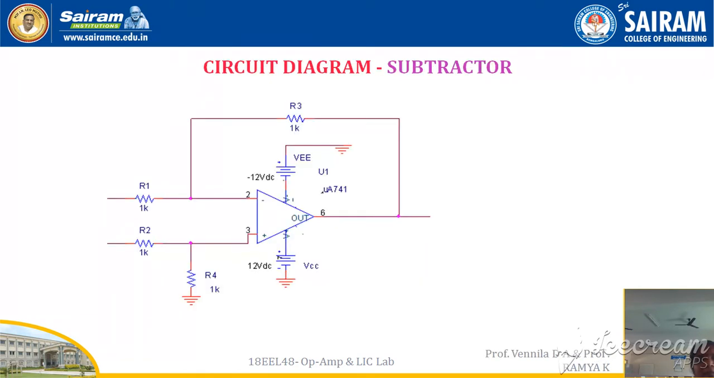Now this is the subtractor circuit. Here one input is given at the inverting terminal, the other input is given at the non-inverting terminal. So here the input will be subtracted and you will get the output at pin number 6.